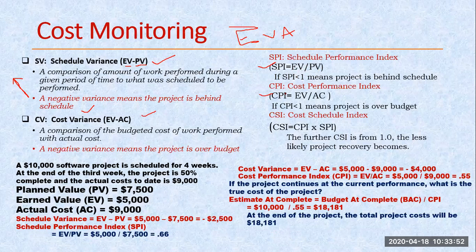Similarly, CPI. If this is less than 1, it means we have already spent more cost for my project. If equal to 1, then as per the plan. If this is greater than 1, it means we have spent less budget. We had planned more budget, but I needed less budget. And similarly, this CSI, cost schedule index. So this shows me how the cost is scheduled for this particular project. Now let us discuss these things by using this simple example. Okay.